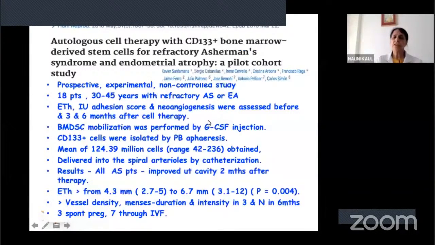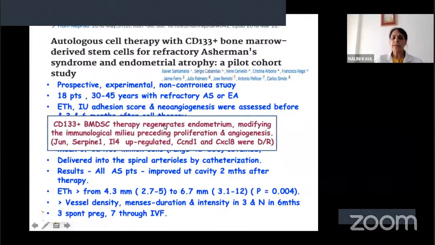So one of the first studies which came was from the Carlos Simon group, and what they showed was that when they took bone marrow and mobilized the CD133 plus cells through apheresis, and then delivered it into the spiral arterioles by catheterization, in patients with severe Asherman syndrome, they improved their lining, the vessel density improved, the menses improved, and pregnancies were achieved. So what they felt was that these cells regenerate endometrium and modify the immunological milieu which precedes proliferation and angiogenesis.